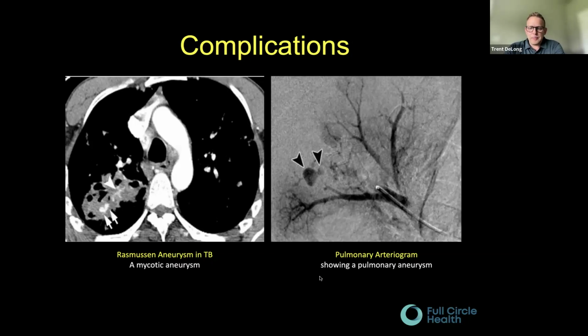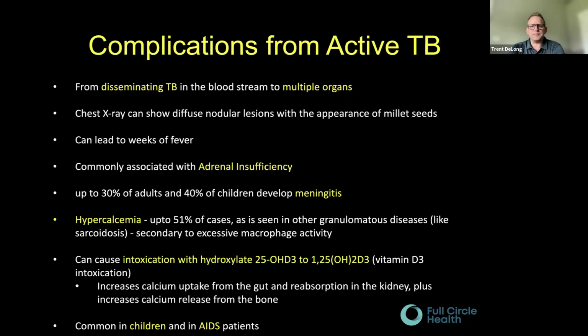Pulmonary arteriogram showing a pulmonary aneurysm. These obviously are at risk of rupture and hemorrhage and can be fatal as well. Disseminated TB is an additional complication; it enters the bloodstream and can go to multiple organs. Chest X-ray can show diffuse nodular lesions with the appearance of millet seeds, and can lead to weeks of fever and adrenal insufficiency.